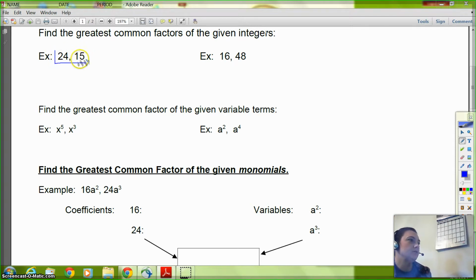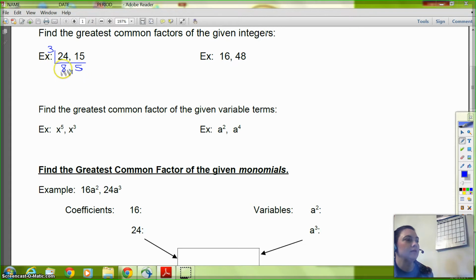Does 2 go into both of these? No. So then I move up to my next number, 3. Does 3 go into both of these? Yes, it does. So I'm going to write 3 on the outside of my ladder, and I'm going to divide that out. So I got 8, and I've got 5. Well, then I want to see, does 3 go in again? No, it doesn't. So then I want to go to my next prime number, which is 5.